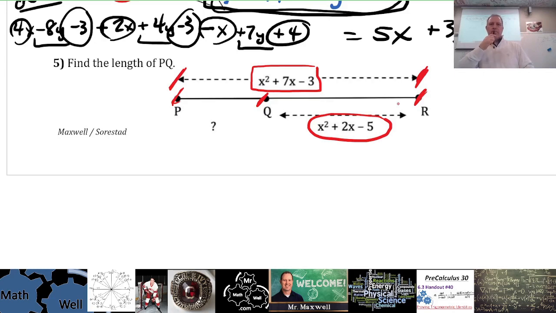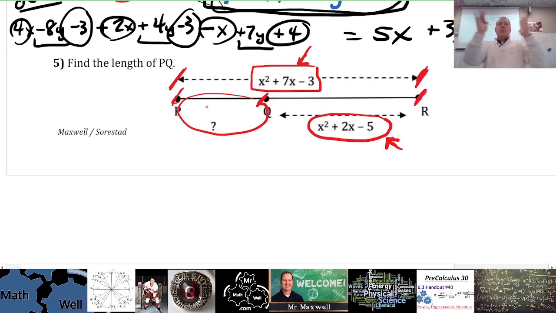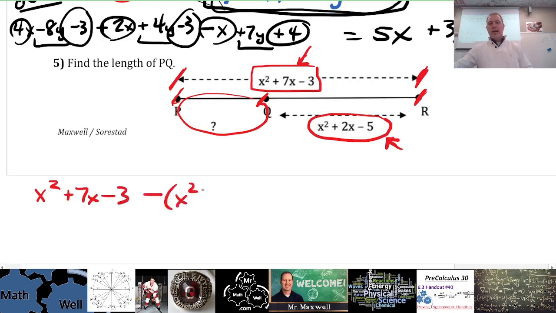Take the top one and subtract the bottom one from it. Okay, so if I take the top one and subtract the bottom one from it, I should get what's left over, and that's exactly what I'm looking for. That's exactly right. So we'll take the total minus part of it, and I'll get what's left over. Take the total, subtract part of the total to get what's left over. Got it? That's perfect. So let's go x squared plus 7x minus 3, and I will subtract x squared plus 2x minus 5.